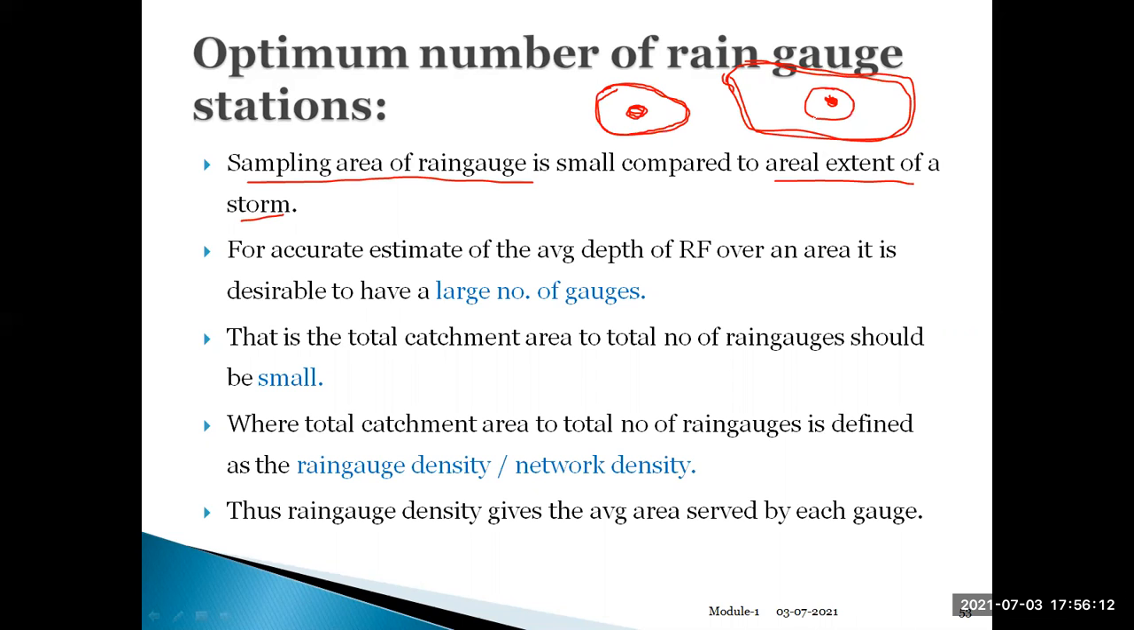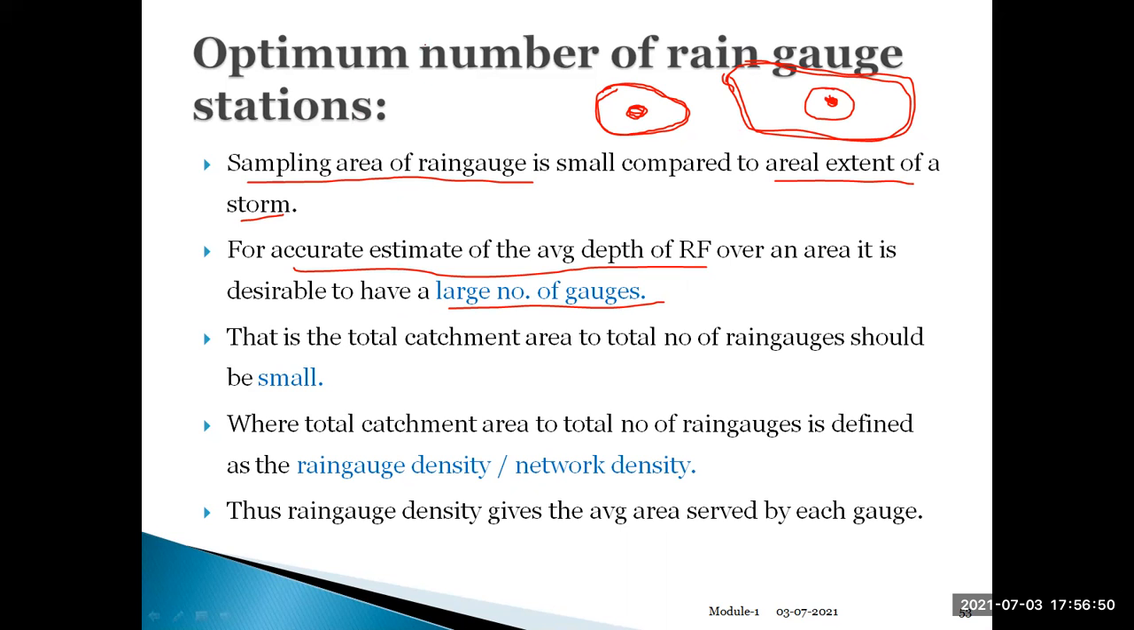If you want accurate measurement, you need an optimum number of rain gauge stations to measure a more accurate rainfall value. So you should know how many rain gauges should be installed in a particular area to get an accurate result. For an accurate estimate of the average depth of rainfall over an area, it is desirable to have a large number of rain gauges.